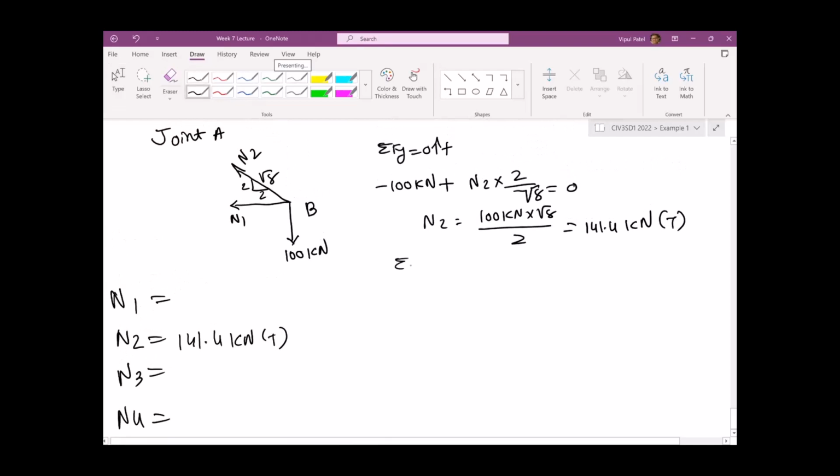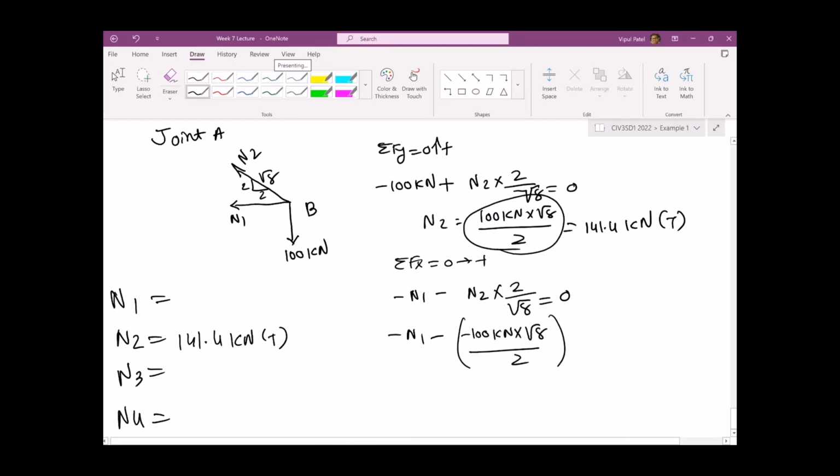Now sum of the forces in the x direction, left to right is positive: N1 going negative, and N2 going negative as well, times 2 over square root 8, equals 0. Substituting N2, minus 100 kilonewtons times square root 8 over 2 times 2 over square root 8 equals 0. This cancels. Minus N1 plus 100 kilonewtons equals 0. So N1 equals 100 kilonewtons positive. So what happens here? This is positive, should be positive.